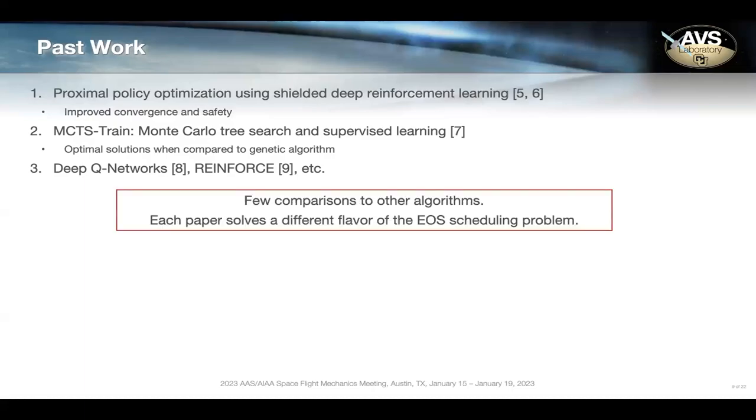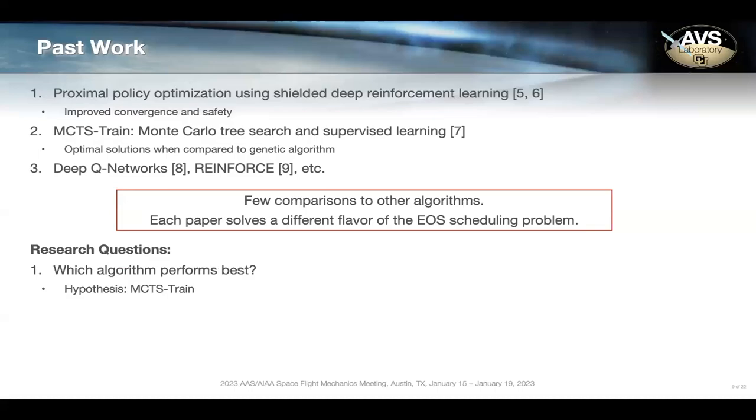But there are a couple problems, I think, with the past work. So every paper really only looks at one or two algorithms. So there's a real lack of comprehensive comparisons. And also each paper solves really a different flavor of the EOS scheduling problem. So we've come up with several research questions in this paper that we want to address.